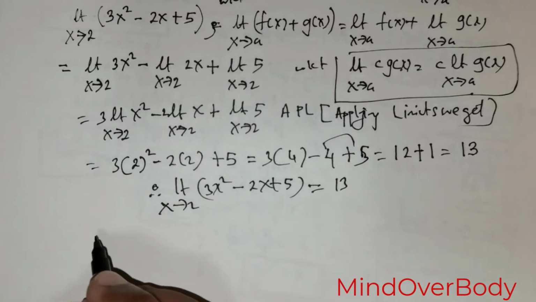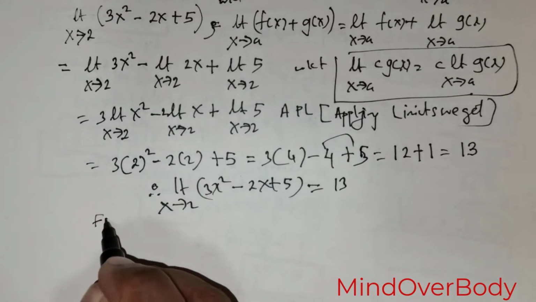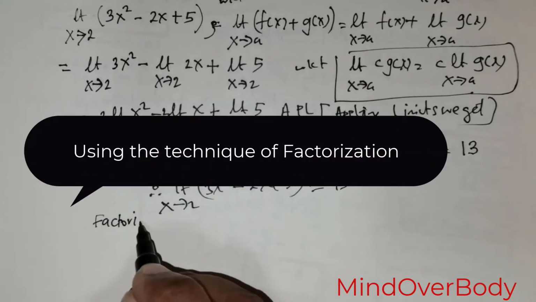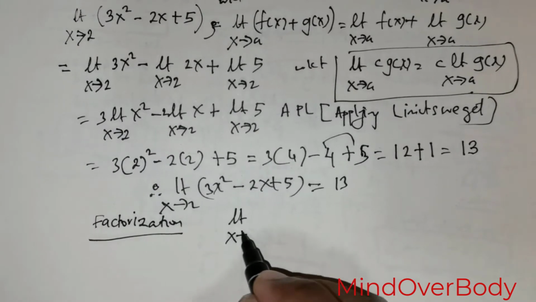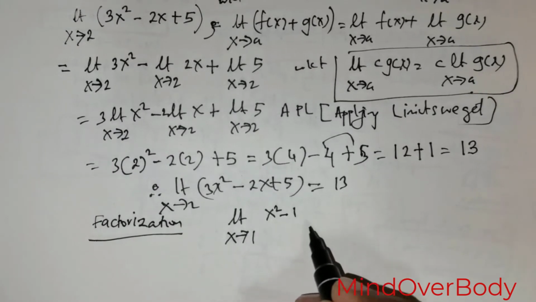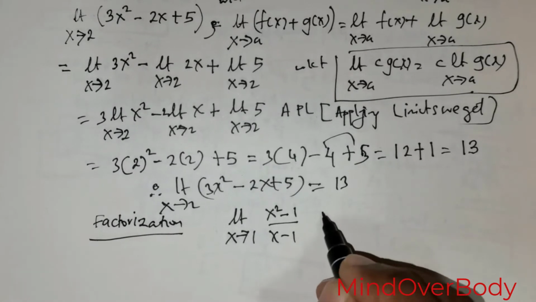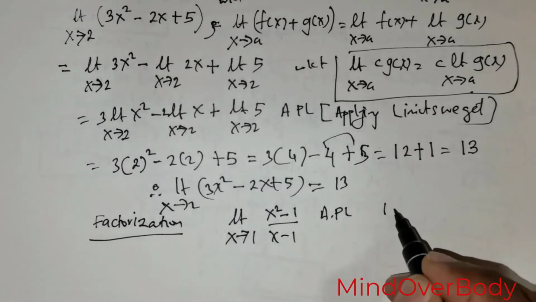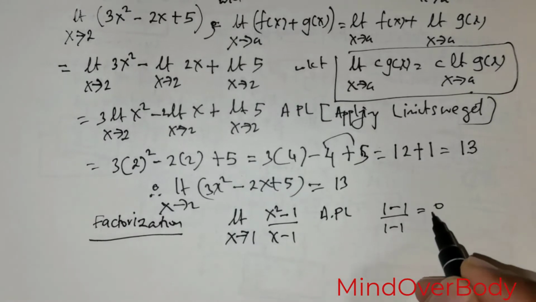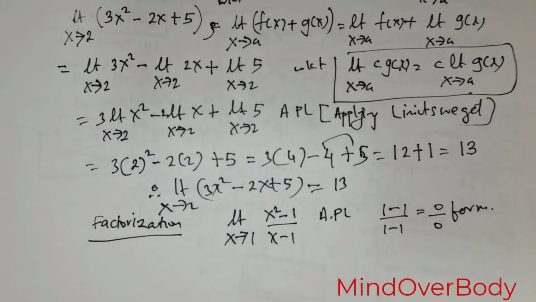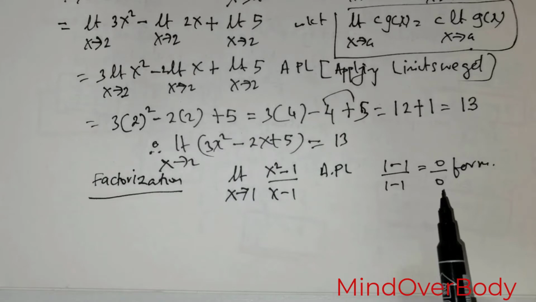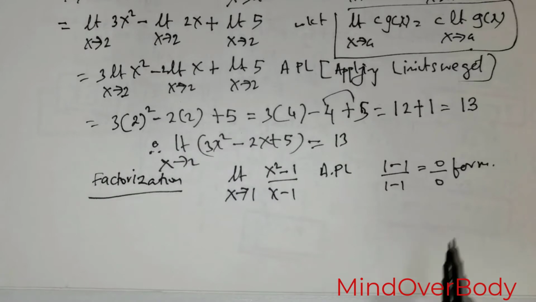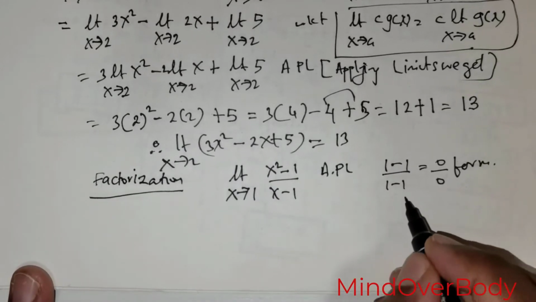Friends, now we will see a few examples of solving limits using the technique of factorization. This is a very powerful technique. Suppose you have the question: limit x tending to 1 of x squared negative 1 divided by x negative 1. If you apply the limits, you get 1 negative 1 divided by 1 negative 1, which is 0 by 0 form. We will study in detail how to handle the 0 divided by 0 form using other techniques. But in this scenario, we have a 0 over 0 form, which means the limit is undefined.